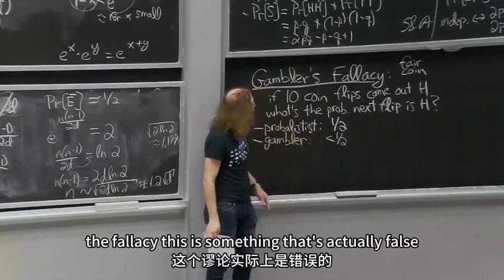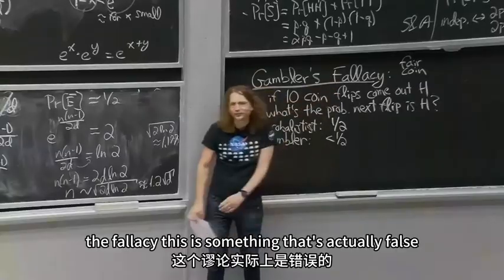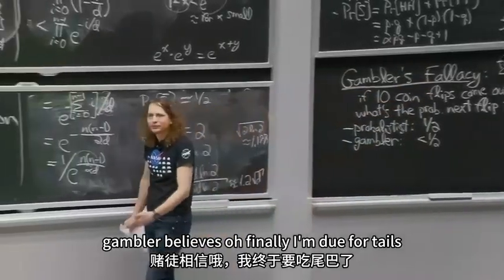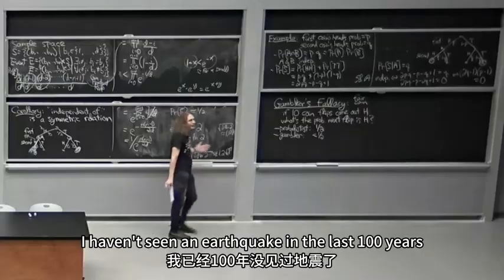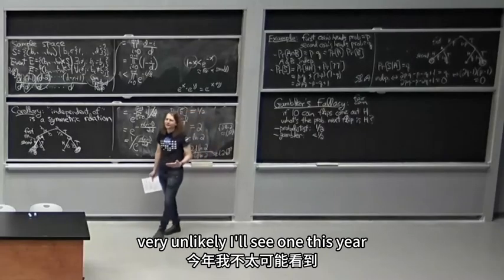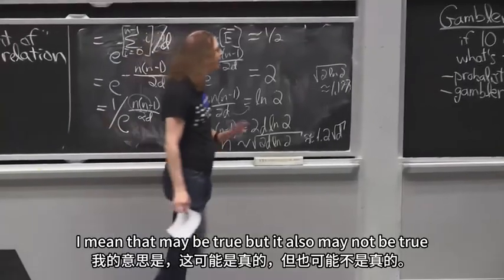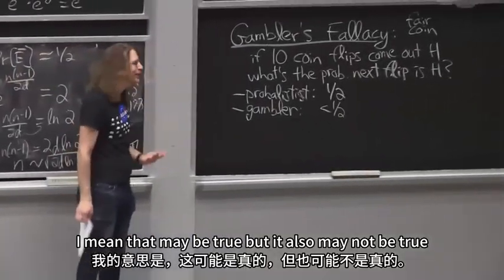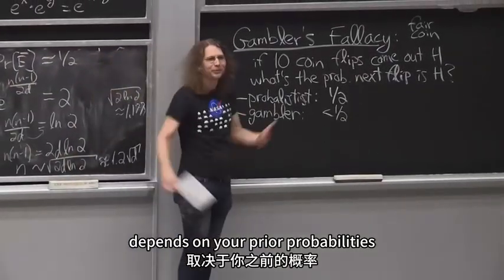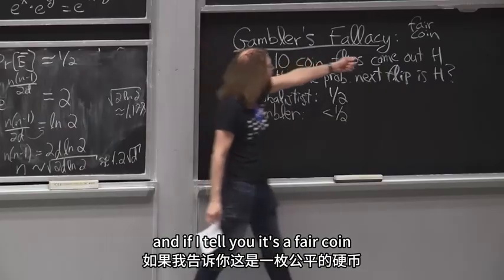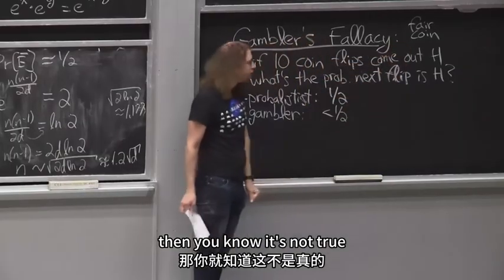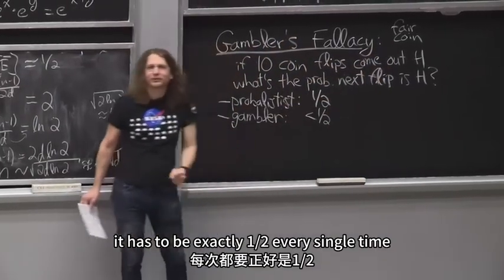Gambler, this is something that's actually false. Gambler believes, oh, finally I'm due for tails. It's very unlikely that the next coin is tails. I haven't seen an earthquake in the last 100 years, very unlikely I'll see one this year. I mean, that may be true, but it also may not be true. Depends on your prior probabilities about earthquake models. And if I tell you it's a fair coin, then you know it's not true. It has to be exactly 1/2 every single time.